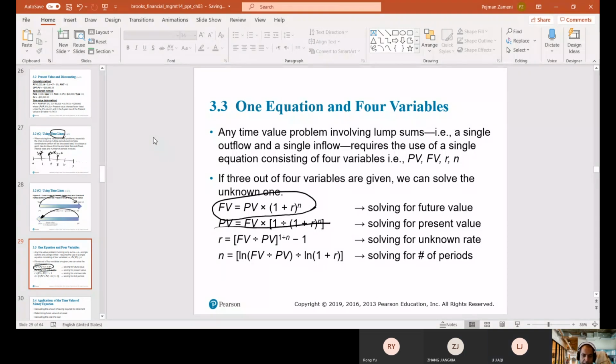Future value is given, interest rate is given, n is given. We are looking for the present value. For this part, future value is given, present value is given, n is given. We are looking for the interest rate. And for this part, future value is given, present value is given, interest rate is given. We are looking for the number of the years. And you need to learn how to work with this formula.